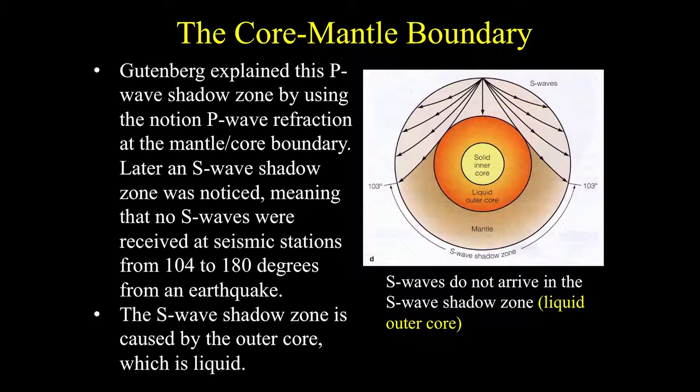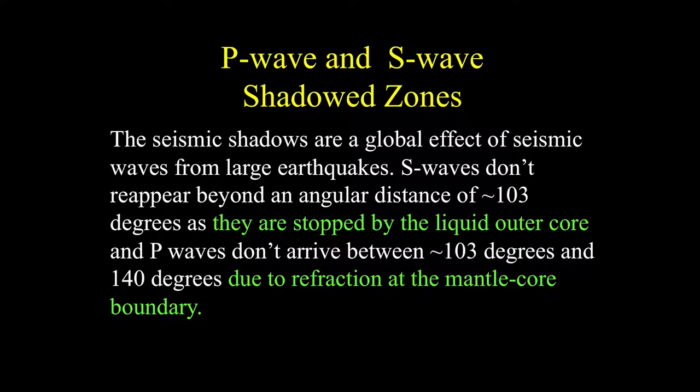The seismic shadows are a global effect of seismic waves from large earthquakes. S waves do not reappear beyond an angular distance of 103 degrees, as they are stopped by the liquid outer core, and P waves don't arrive between 103 degrees and 140 degrees due to refraction at the mantle core boundary.